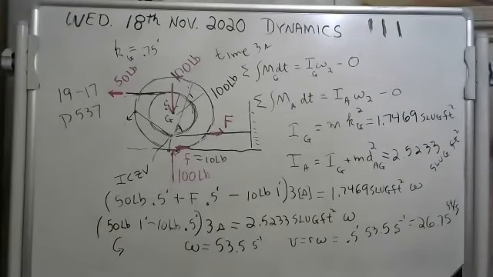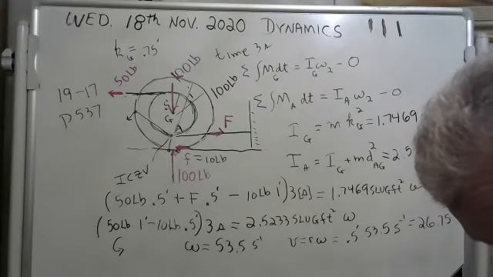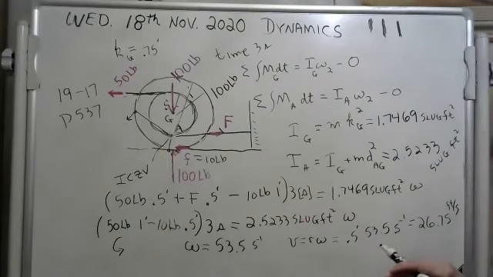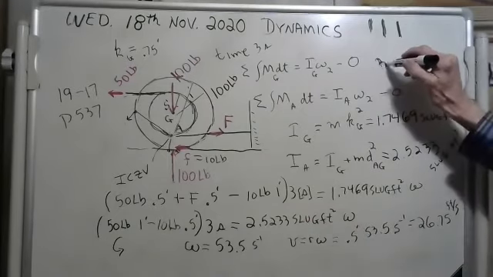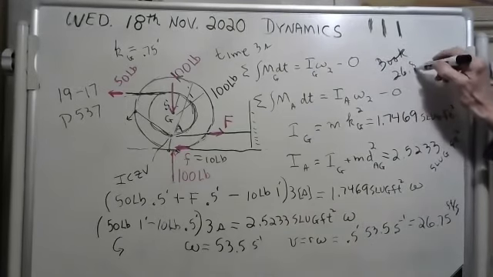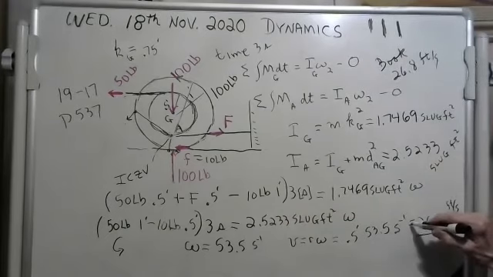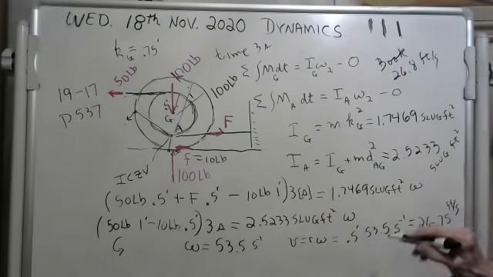By Jove. I think that's what they got. If you look at 1917, well, they rounded off. The book got 26.8 feet per second. We got 26.75. They just rounded off.